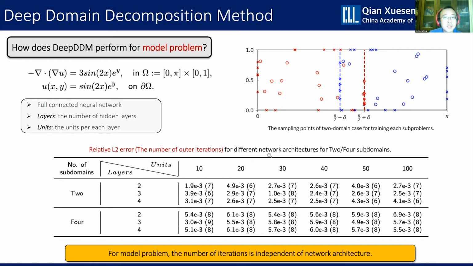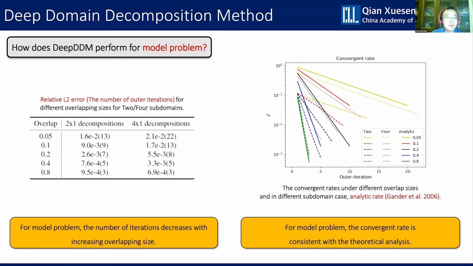Okay, so then I also give the relative L2 error and the number of outer iterations for different overlapping sizes for 2 or 4 subdomains. From these results, we can see that the number of iterations and the error decrease with increasing overlapping size. I also show the convergence rate. Here we can see that for the model problem, the convergence rate is consistent with the theoretical analysis on the continuous PDE by Gander.